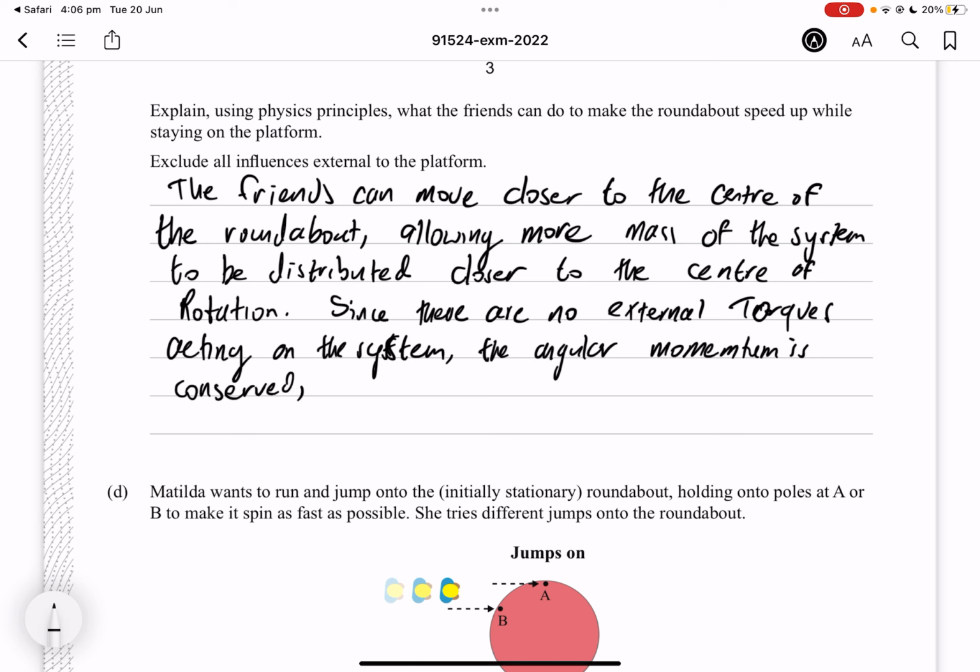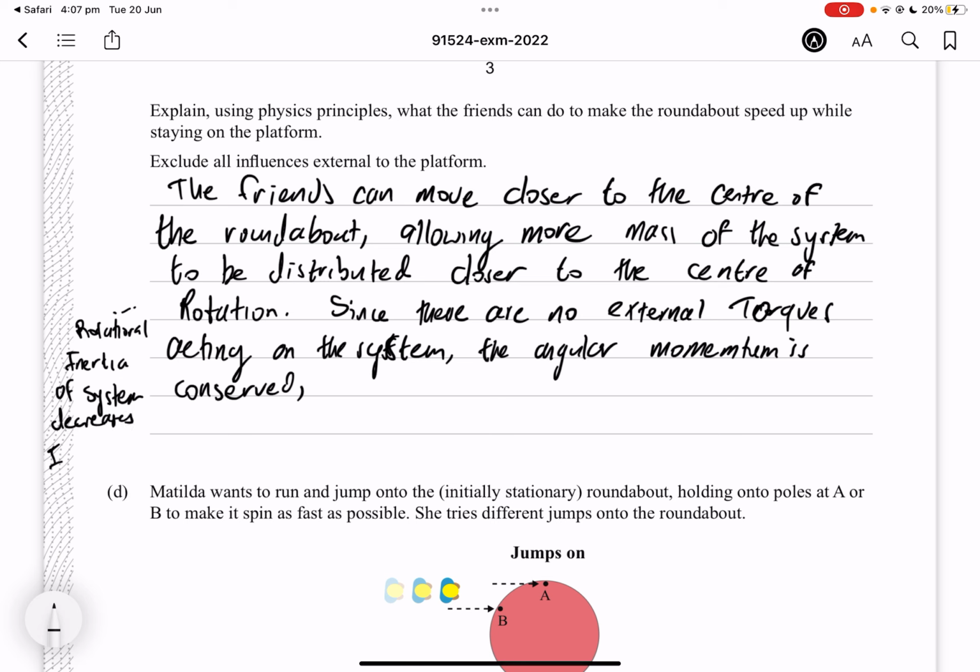Angular momentum is conserved. I should probably add in that when more mass is distributed closer to the center of rotation, the rotational inertia of the system decreases. So maybe just a side note here: rotational inertia of the system decreases.